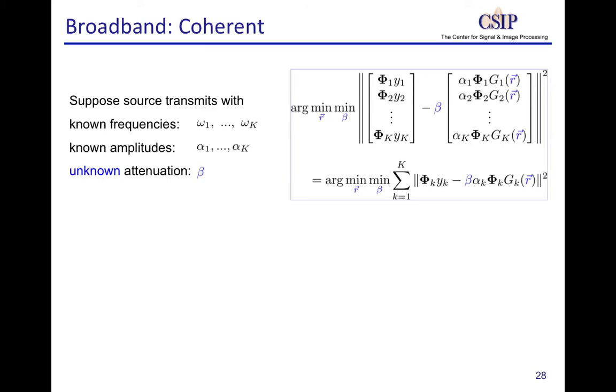So far we've been talking about single frequency for the case of simplicity. Now let's talk about how this applies in the broadband regime. So suppose that you have a source that's transmitting with known frequencies and known amplitudes, but you have some unknown global attenuation beta. Then you can set this up as a least squares problem, where again you're minimizing over r and beta, but now you've stacked up all of the received vectors for each frequency between y1 and yk for each of the k frequencies. And this ends up being a minimization over the sum of squares of these residual vectors.